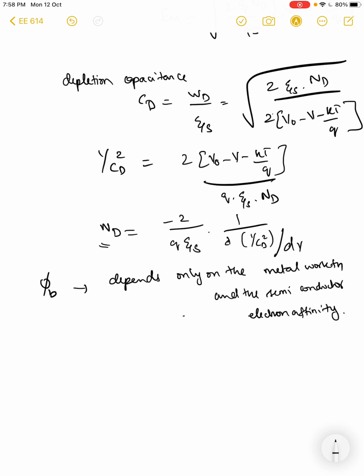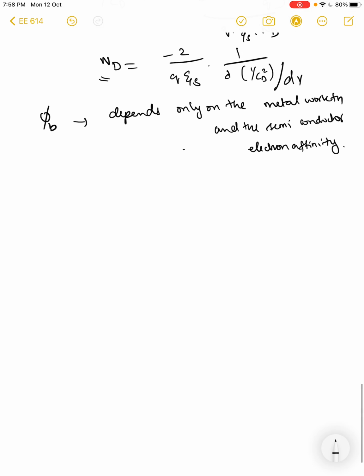Right? So now let us take a look at some other aspects where your psi b could be changed for the same metal semiconductor combination. The first thing would be image force lowering, or it's called the Schottky barrier lowering.